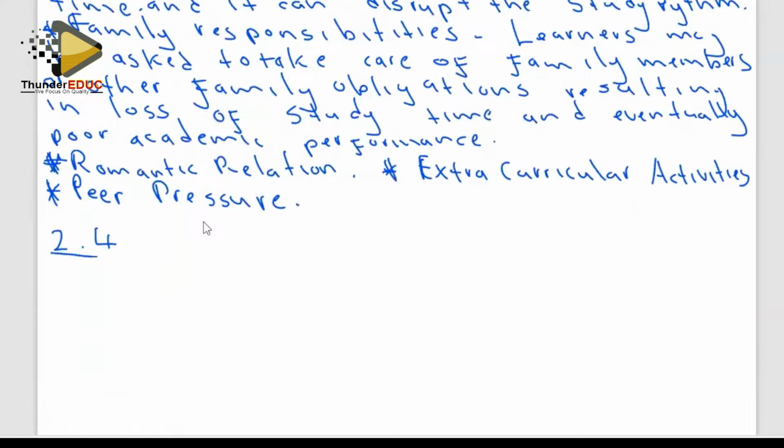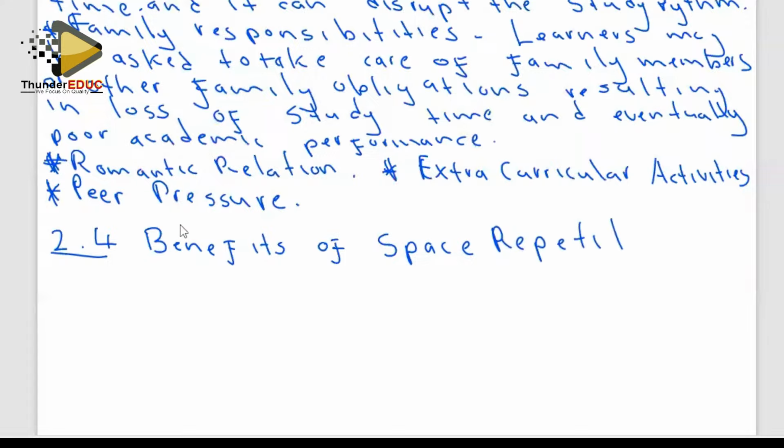2.4, benefits of spaced repetition as a study strategy.